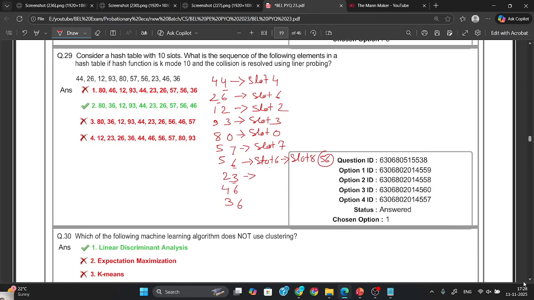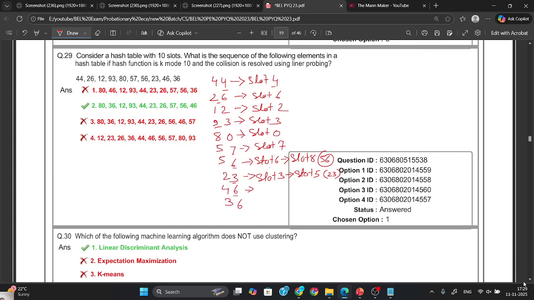Okay, now we have 23, so it will go to slot 3. In slot 3 we already have 93. So it will go to slot 4. Slot 4 is already occupied. Then slot 5 is free, so it will go to slot 5. In slot 5, 23 will be placed.